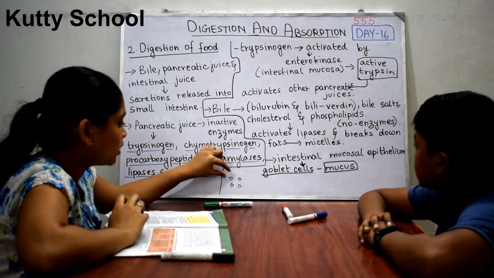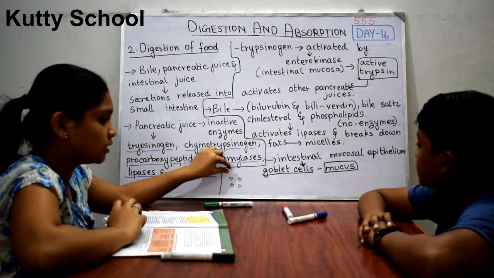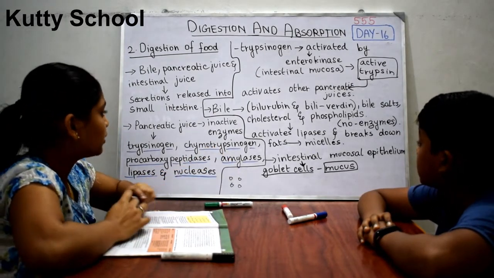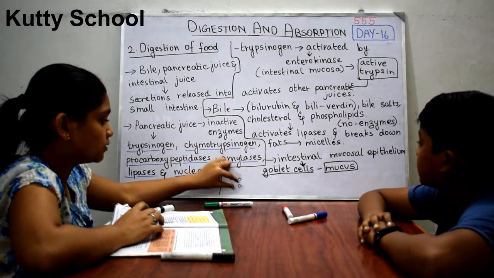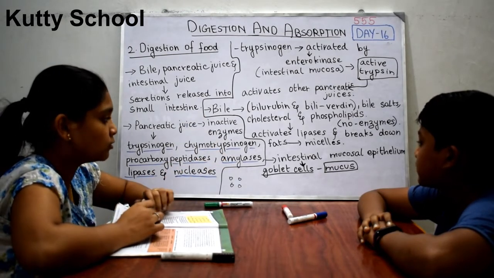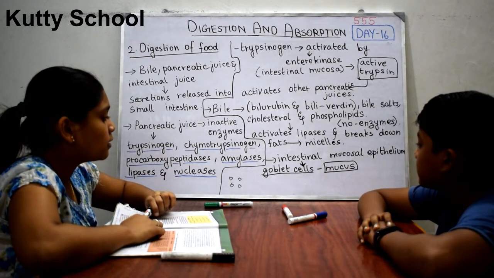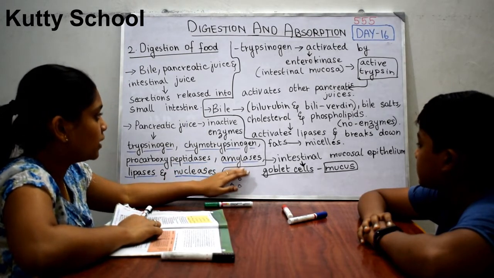Bile breaks fats into small spherical structures called micelles. The fats are present in micelle form. When fats are acted on by bile, they form like this, and these structures are known as micelles.